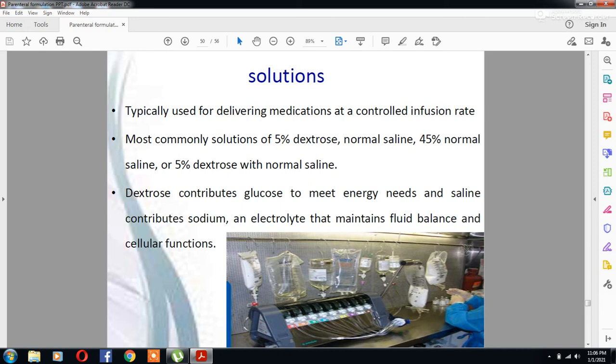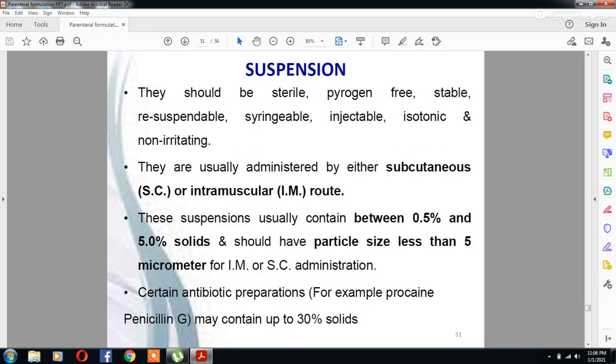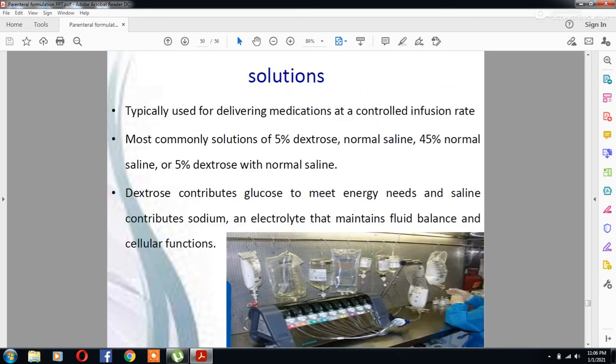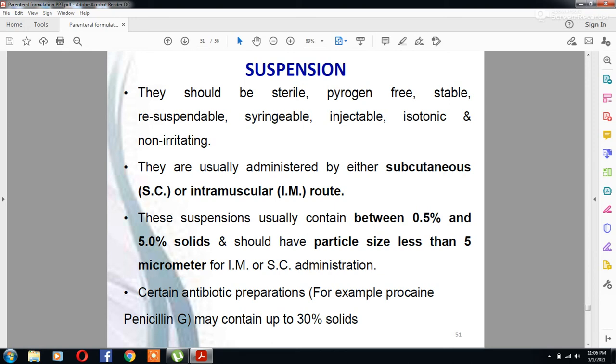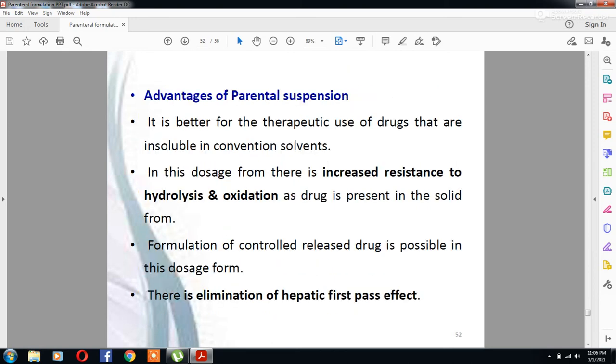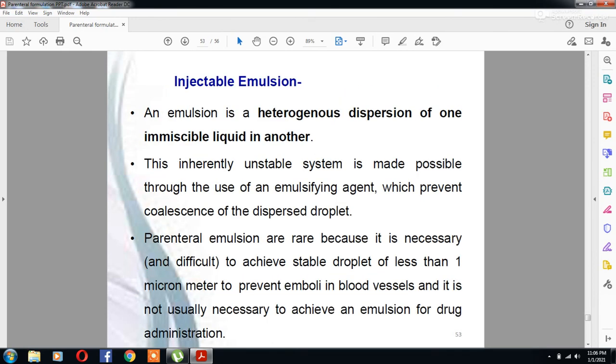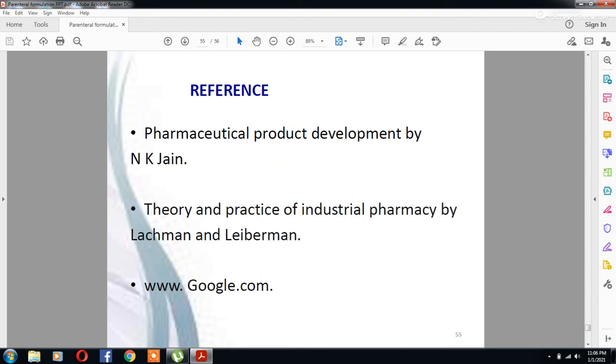Inshallah, in my next lecture, we will talk about solutions generally, suspensions, advantages of parenteral suspensions, injectable emulsions, and dry powders.